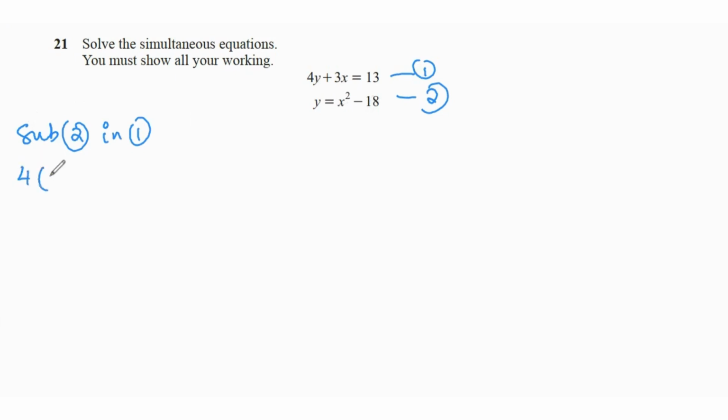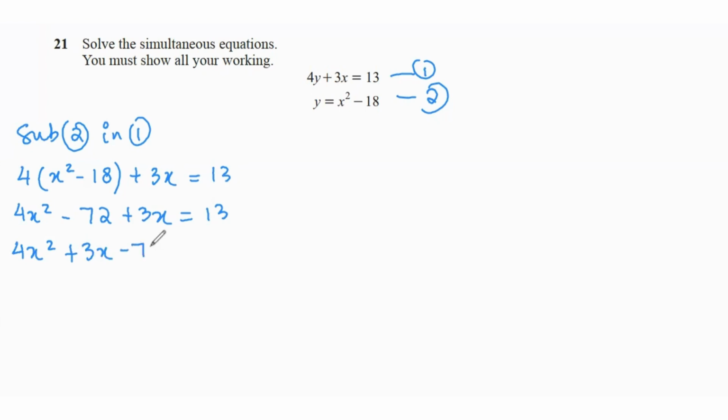So that's going to be 4 times (x squared minus 18) plus 3x equals 13. So expand the bracket: 4x squared minus 72 plus 3x equals 13. Bring 13 to the left-hand side: 4x squared plus 3x minus 72 minus 13 equals 0. And that's going to be 4x squared plus 3x minus 85 equals 0.